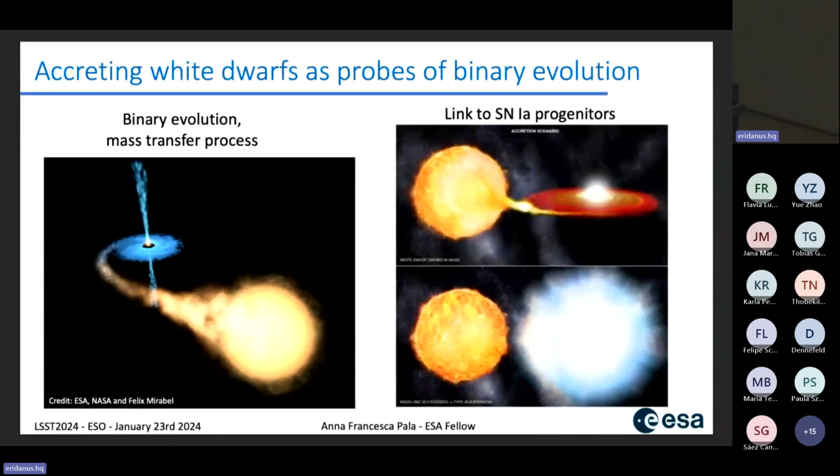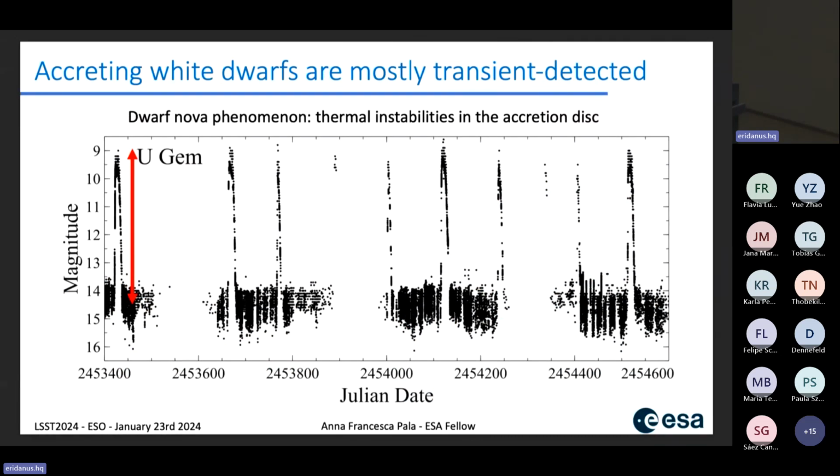Okay, so we want to study accreting white dwarfs. How do we find them? So accreting white dwarfs are mainly discovered thanks to their variability. This is the first accreting white dwarf that was discovered in 1855, U Geminorum, and you can see that it undergoes this bright outburst every about 3 months. These outbursts last between days, sometimes a week, and during this outburst, the system brightens from 14 up to 9. So you have a 5 magnitude jump.